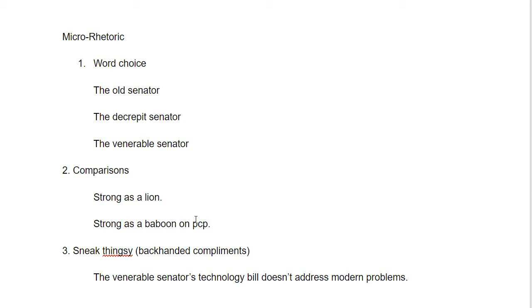Then you also have sneaky things. For example, you have backhanded compliments. Let me give an example. Let's say I want to call a senator old, but I don't want to call him old because that's rude. So I might use what looks like a positive word. I might use the word venerable, which looks positive. I might say the venerable senator's technology bill doesn't address modern problems.